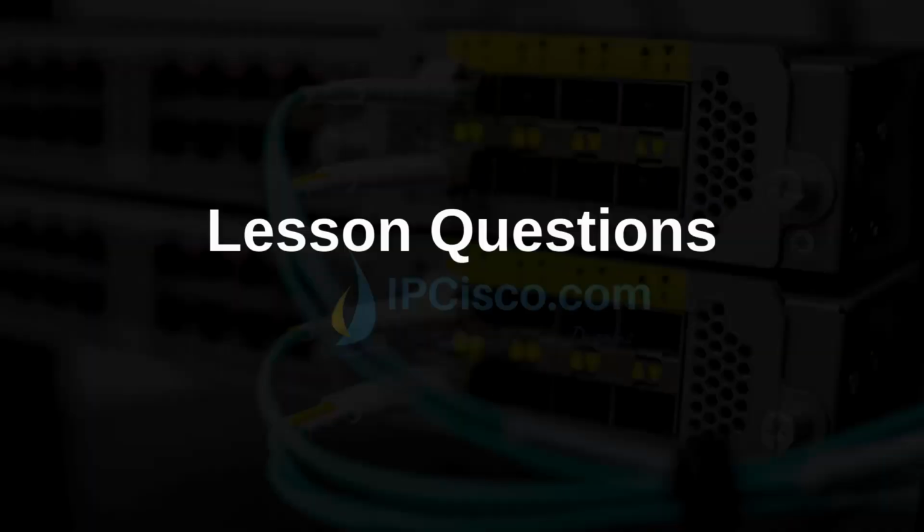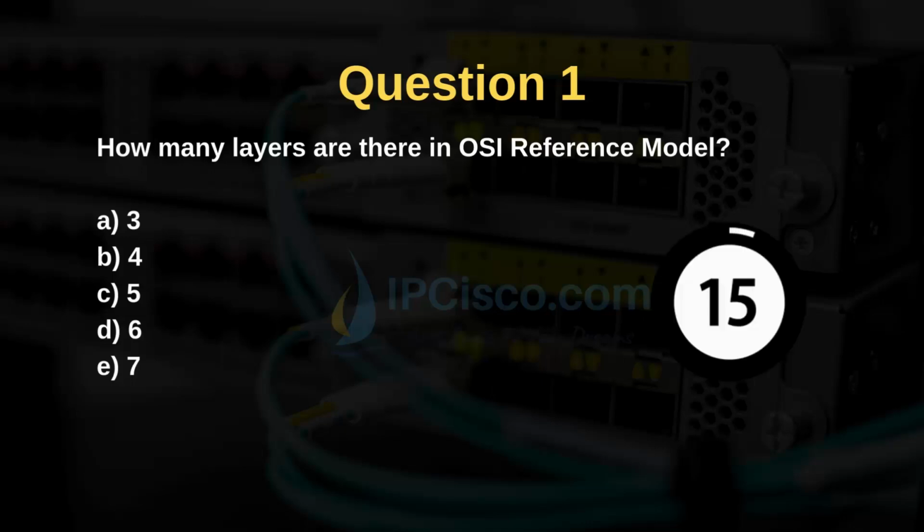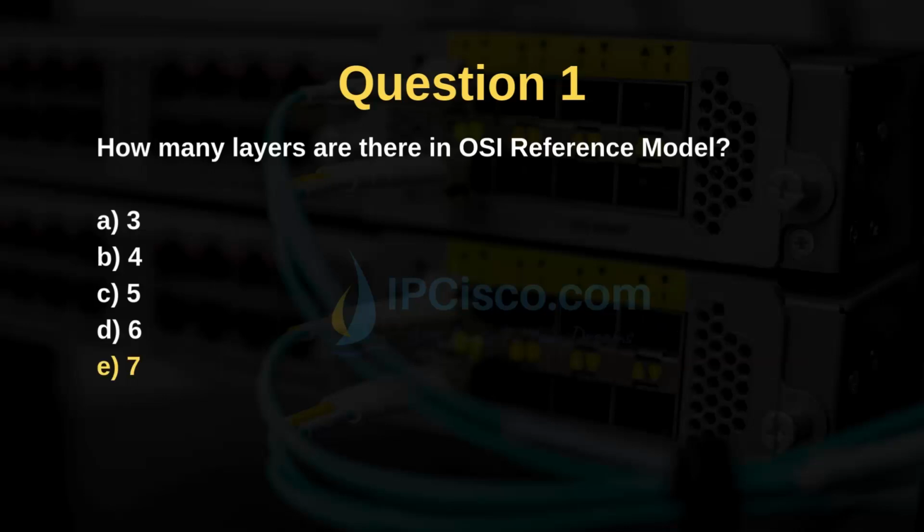Yes, we have finished our lesson, and it is time to test our knowledge. Question 1. How many layers are there in the OSI reference model? Yes, the answer is 7. The OSI reference model has 7 layers.